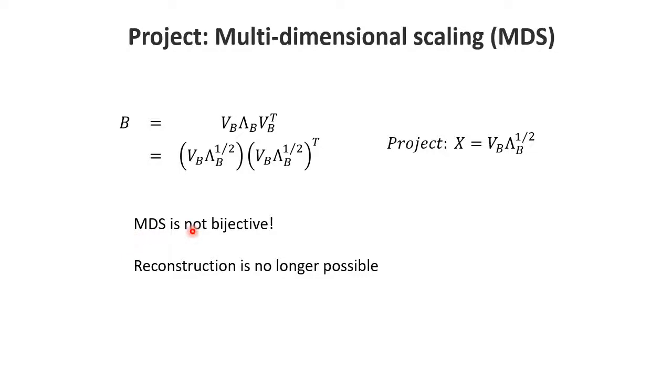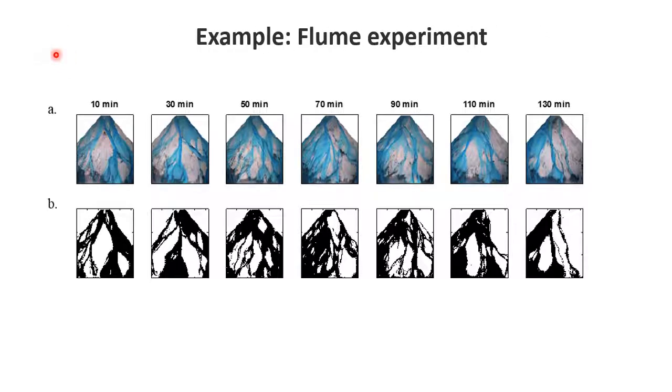What we'll see in a bit is that multidimensional scaling is not bijective, and so the unique reconstruction is no longer possible. That's what we saw in the slide when we talked about the fact that once we have the multidimensional scaling result of the cities, we can flip, rotate and reflect things around. Okay, so let's leave the math behind and let's talk about an example.